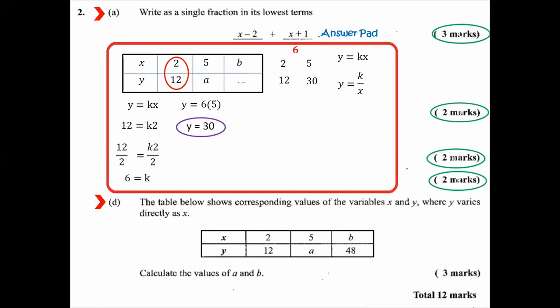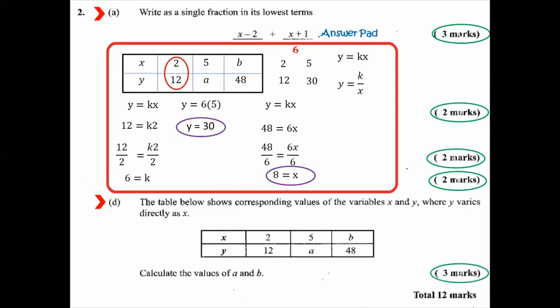All right, then we have b, and we have the y value given as 48. We're going to use the same formula, y equals kx, but this time we're looking for the b value, which is the x. So we insert what we do have. We know that y is 48, and we know that k is 6, and we want to find the x term where the b is. So we just divide both sides by 6, and 6 into 48 goes 8 times. That's it for the other 3 marks.